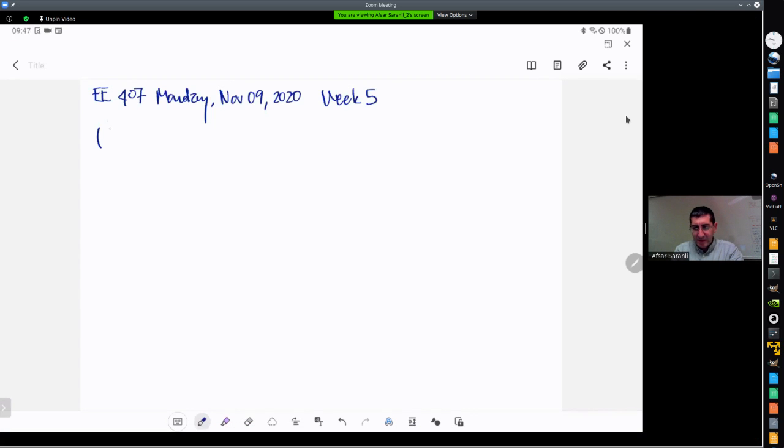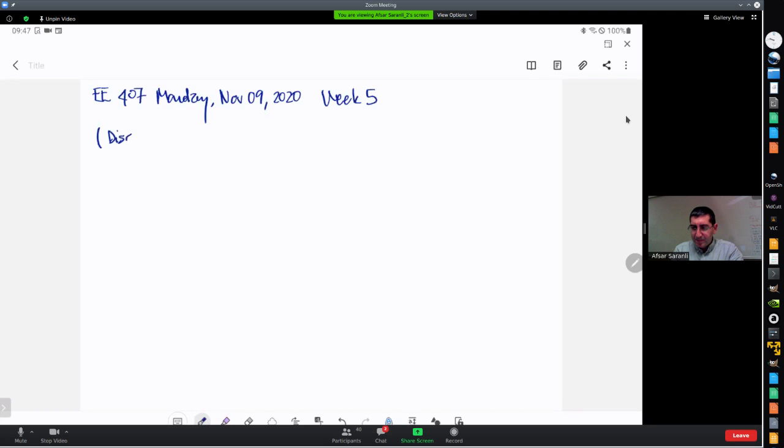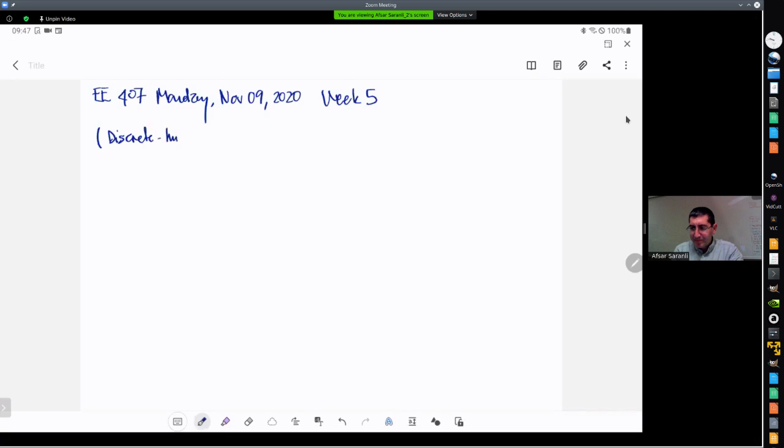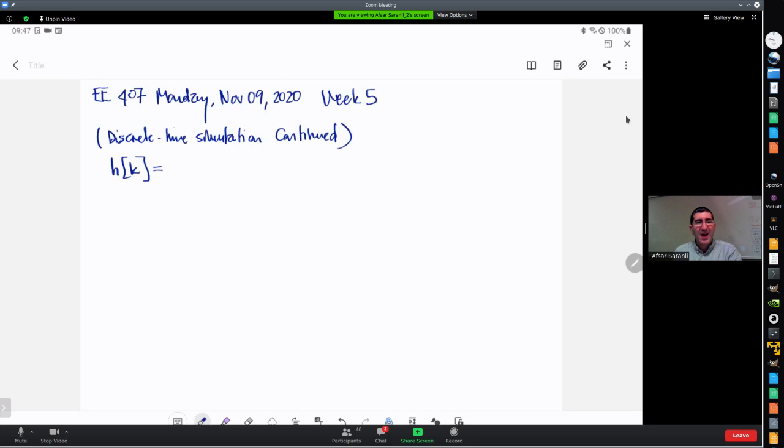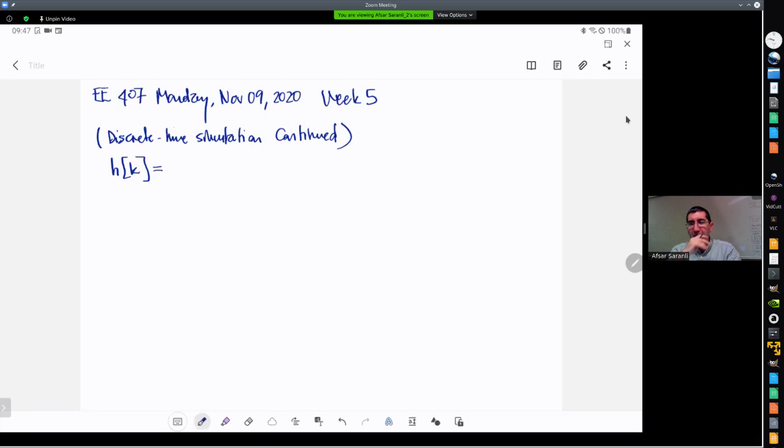Okay, so let's say discrete time simulation continued. So this was our example, and we had actually obtained a computational equation, which was expressing the state variable h, the height of the tank. Remember, our example was the tank with free outflow.